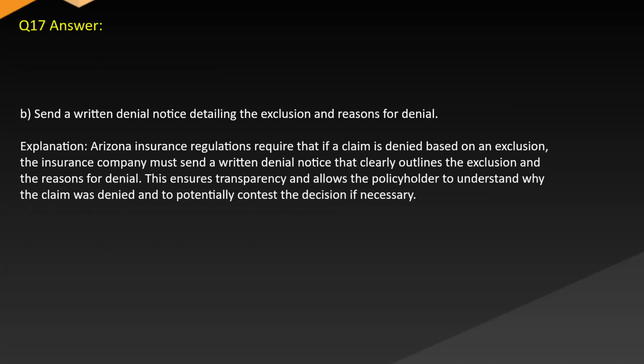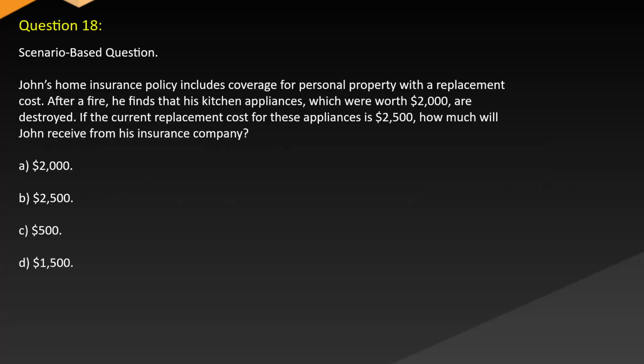Answer. B. Send a written denial notice detailing the exclusion and reasons for denial. Explanation. Arizona insurance regulations require that if a claim is denied based on an exclusion, the insurance company must send a written denial notice that clearly outlines the exclusion and the reasons for denial. This ensures transparency and allows the policyholder to understand why the claim was denied and to potentially contest the decision if necessary. Question 18. Scenario-based question.